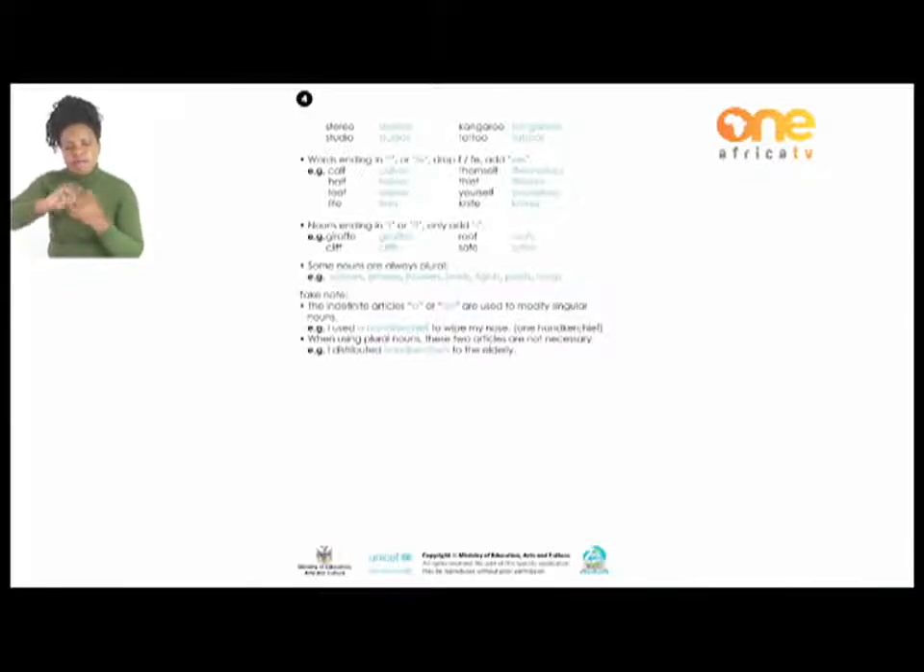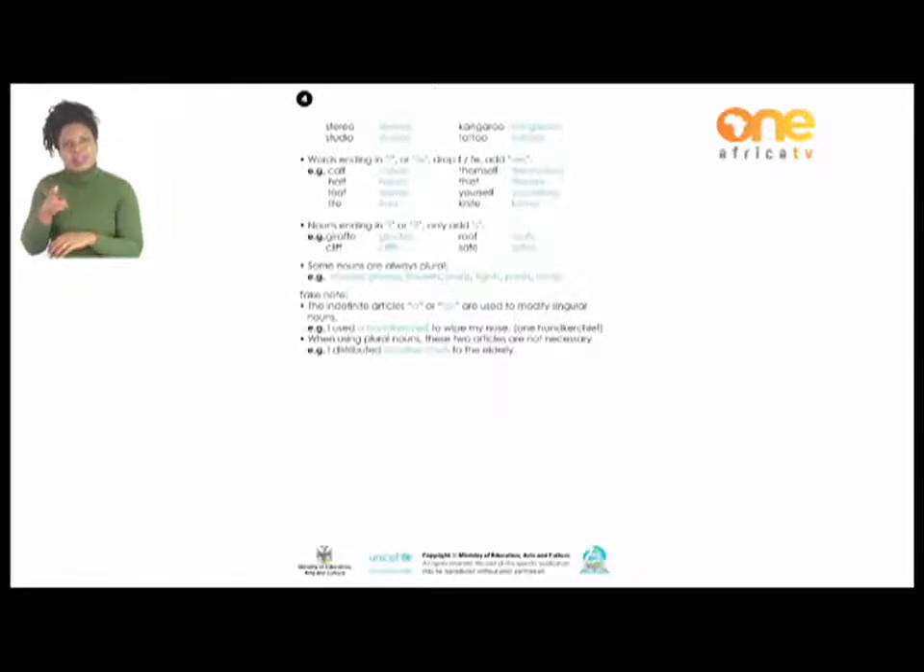Nouns ending in F or FF, we only add S. Giraffe, for example, becomes giraffes. Roof, roofs. Cliff, cliffs. Safe, safes. Then we have some nouns that are always plural. For example, scissors, glasses, trousers, jeans, tights, pants, tongs. They are always in the plural.